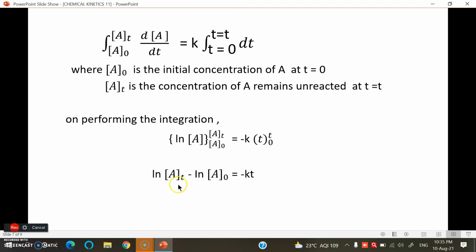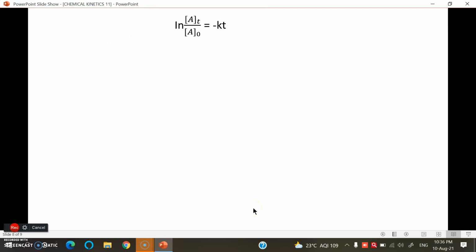Ln, that is log terms, subtraction means division, so ln concentration of At divided by A0 is equal to minus Kt. Since the ln terms, that is log terms, are in subtraction, here division is done. ln concentration of At divided by concentration of A0 is equal to minus Kt.